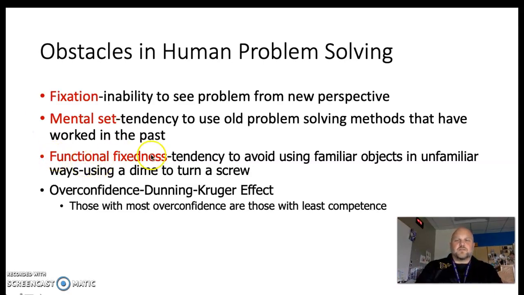Interesting one. This is not in the book, but you should know it. Functional fixedness. It says a tendency to avoid using familiar objects in unfamiliar ways. So we often will not think to use something for a different purpose. Here on the slide it says using a dime to turn a screw. Maybe you have a loose screw and you think, oh man, I need to tighten this screw on this chair, it's going to fall apart.